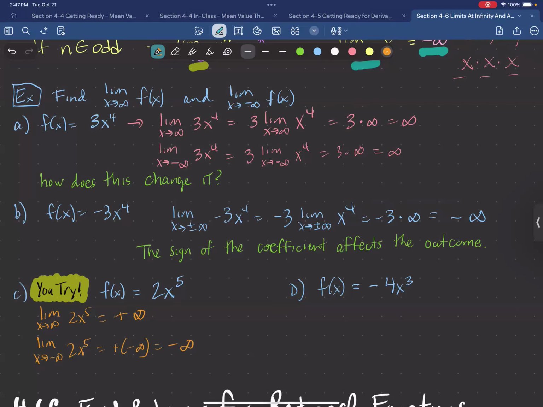If I do that here, limit as x goes to infinity of negative 4x cubed. This is like negative 4 times infinity, which is going to give us a negative infinity. So even though that's normally a positive infinity, the negative 4 is messing it up. If we do limit as x goes to negative infinity, negative 4x cubed, we got the negative 4 times negative infinity. And the negatives cancel, and we're back to a positive infinity.